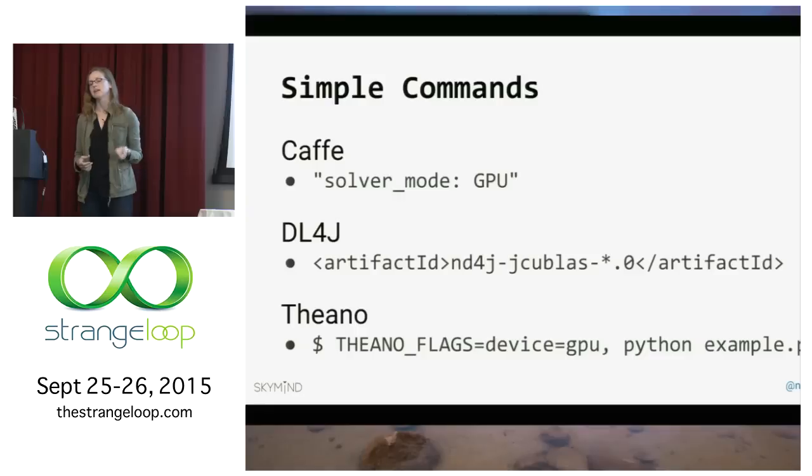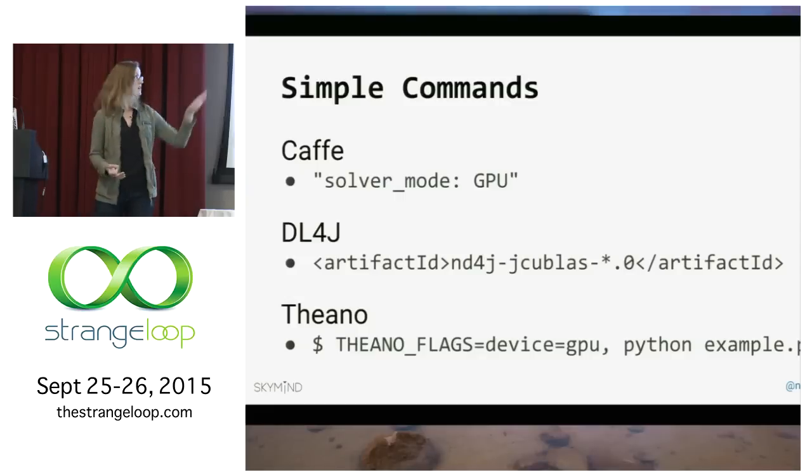As I mentioned in the beginning, I work for SkyMind. We have the Deeplearning4j platform. It's in Java. And with Java, you have POM files, which are your config files. And all you have to do is say which backend you want to use, and we'll figure that out for you.